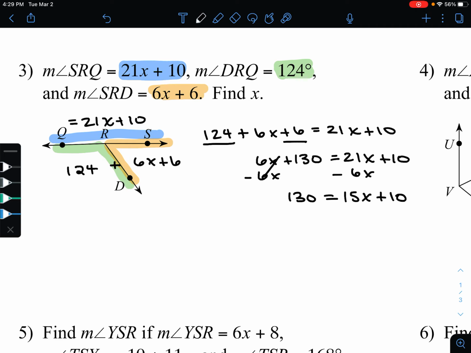And just keep going using our steps. Subtract 10 here. We'd have 120 equals 15x. And your last step would be to divide by 15 on both sides. And we'd be left with 8 equals x. And that's it. That's how we write the equation using the angle addition postulate.